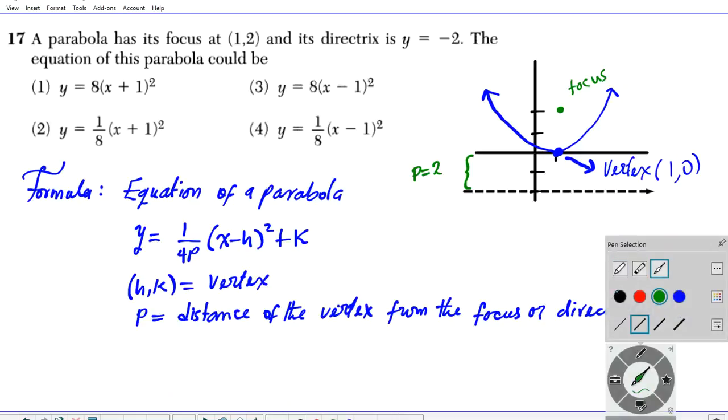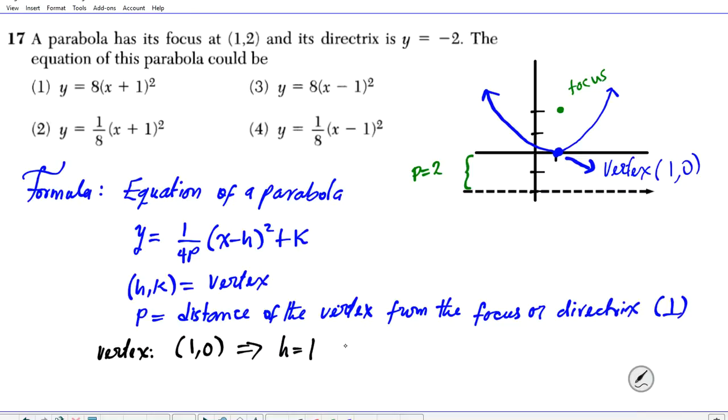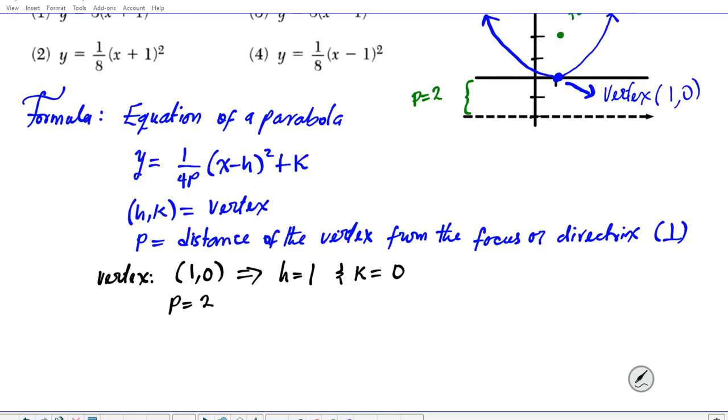Now that we have our vertex, so vertex is 1, 0. That helps us to see that h, the x-coordinate, has a value of 1, and k, the y-coordinate of the vertex, is 0. Our p-value is 2. So we have all the ingredients to input into this formula to determine what the equation of the parabola is going to be. All right, so let's go ahead and do it.